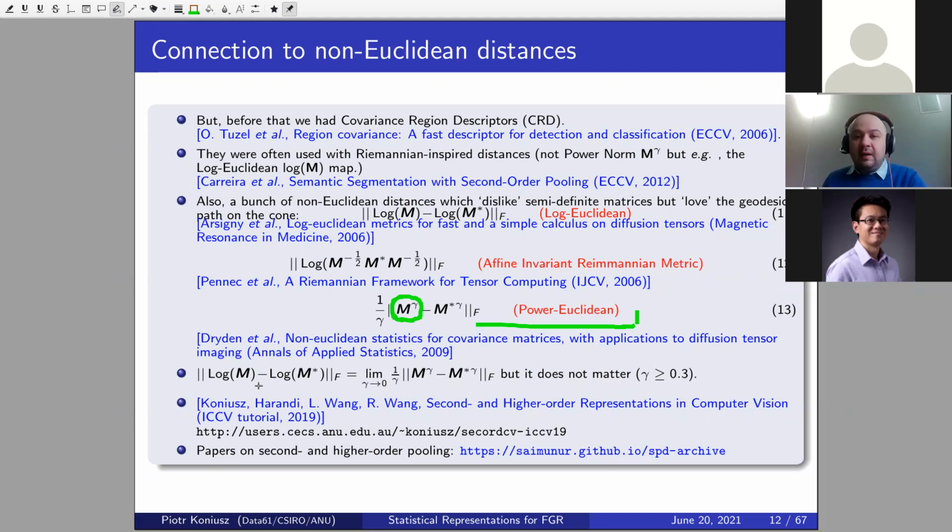And again, some people argue that there is a connection between the two. And in fact, in the limit there is. For instance, if gamma tends to 0, one can show that power Euclidean distance in fact converges to log Euclidean. But in my opinion, it doesn't really matter, because the value of gamma, typically for good classification performance, has to be greater than 0.3, maybe around 0.5. So this equality here doesn't really hold.